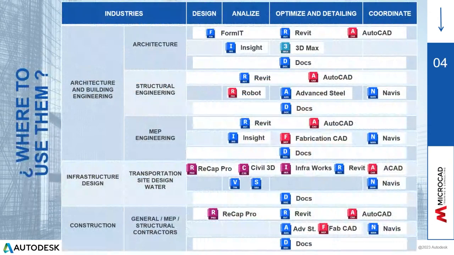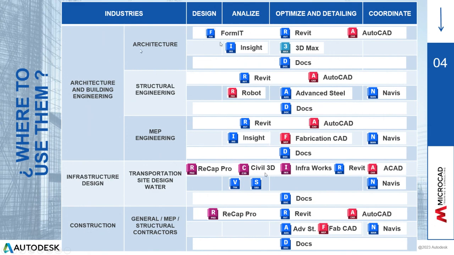So where should we use each software? At first sight, when you see the products portfolio, you might think there's one software specific for each discipline, but actually the idea of the collection is interoperability, which means that although there are specific programs for certain tasks, many of these tools can work and interact with many of the disciplines. On the one hand, we have the architectural, the structural, and the MEP engineering industries. On the other hand, we have the infrastructure design, and last but not least, the construction.